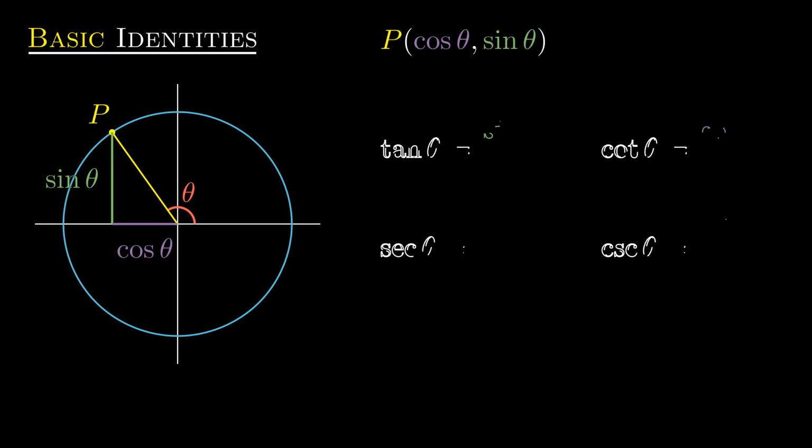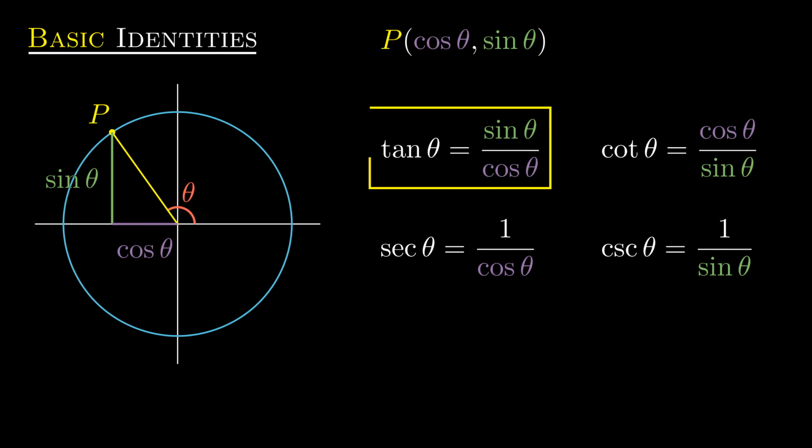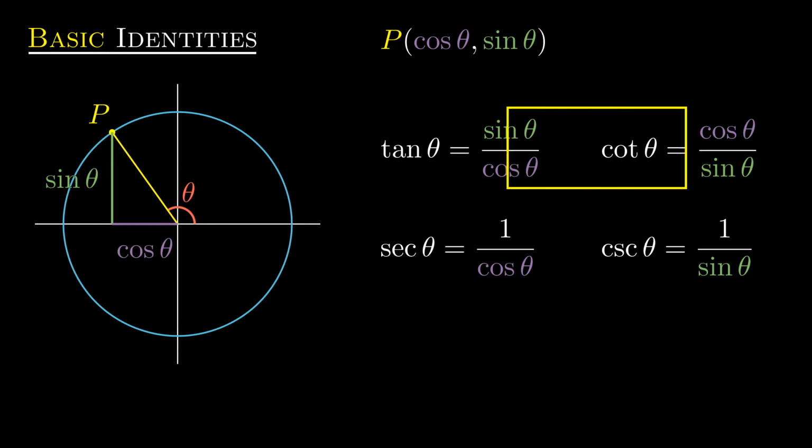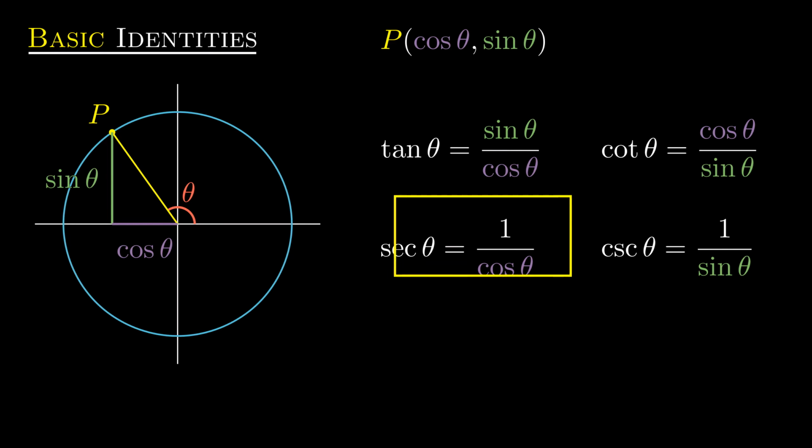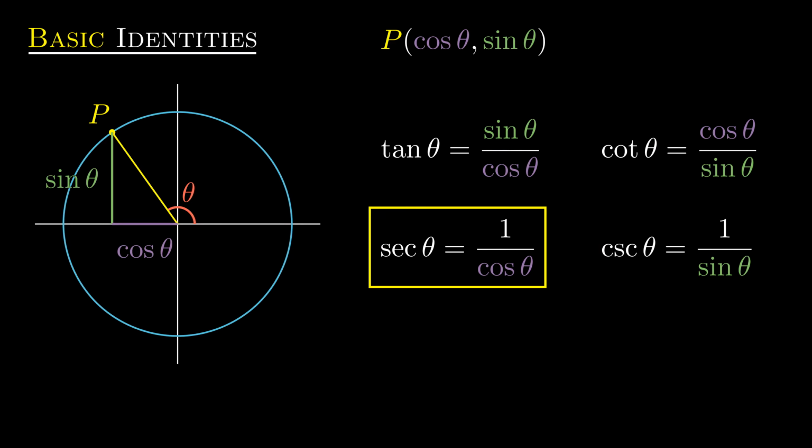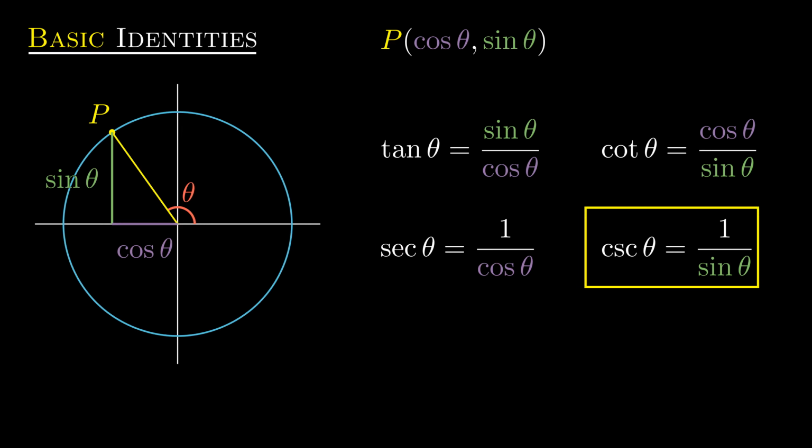There are a few other basic trig functions. Tangent of theta is equal to the slope of the radius to P. It is equal to sine theta divided by cosine theta. There are also reciprocal functions for each one. Cotangent of theta is equal to the reciprocal of tangent theta, secant theta is equal to the reciprocal of cosine theta, and cosecant theta is equal to the reciprocal of sine theta.